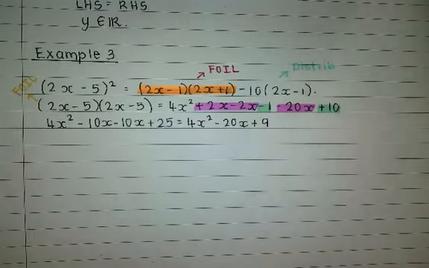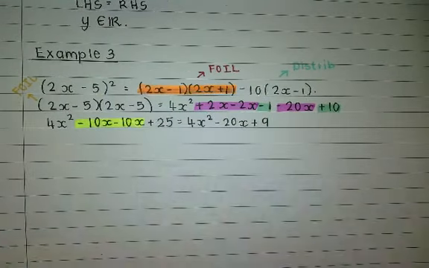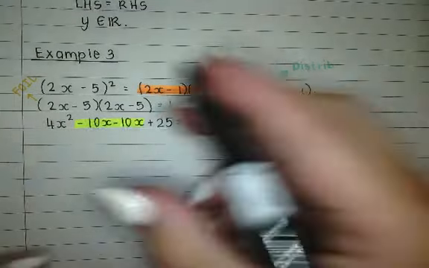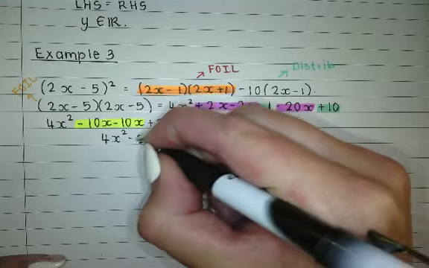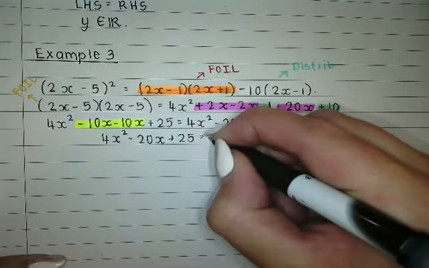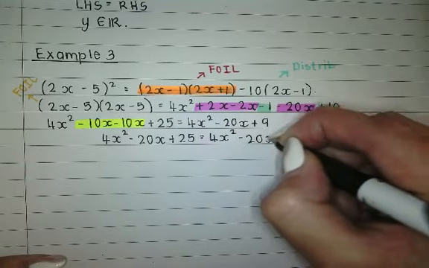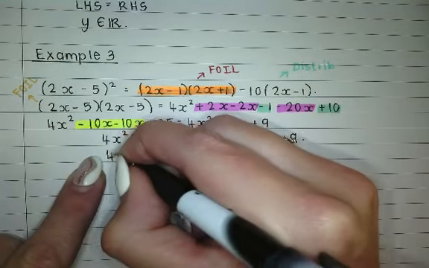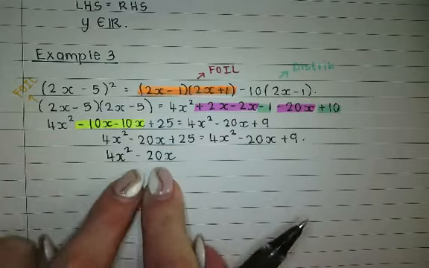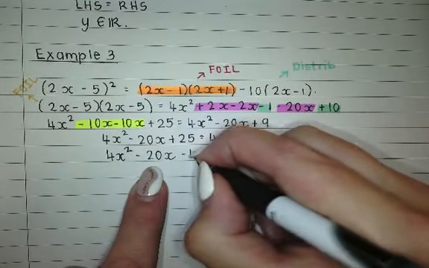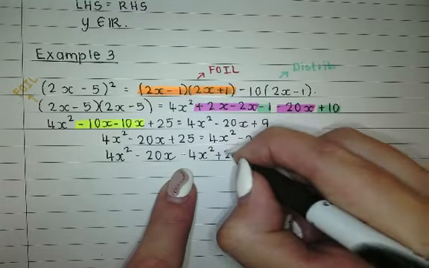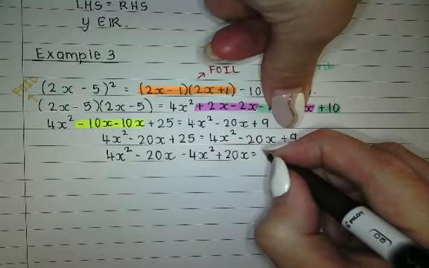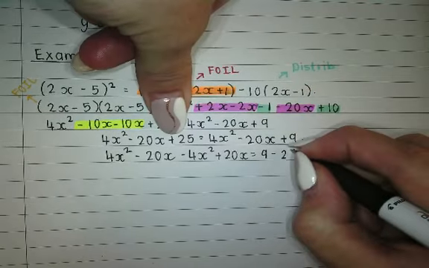On the left hand side, let's simplify as well. So it's 4x squared minus 20x plus 25 is equal to 4x squared minus 20x plus 9. If you guys want to now get everything to the left or everything to the right, you want to get your variables to one side, your constants to one side. That's perfectly fine. So I've got 4x squared and minus 20x, and I've got negative 4x squared and positive 20x. On the right hand side I've got 9. What joins the 9? Minus 25.